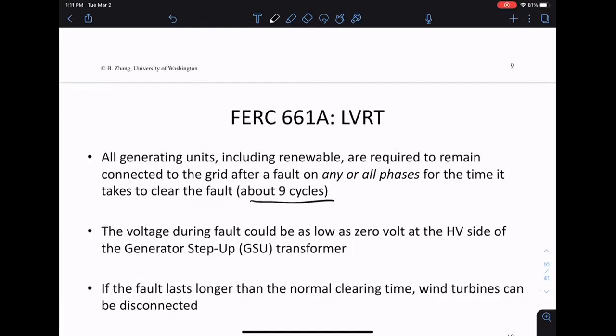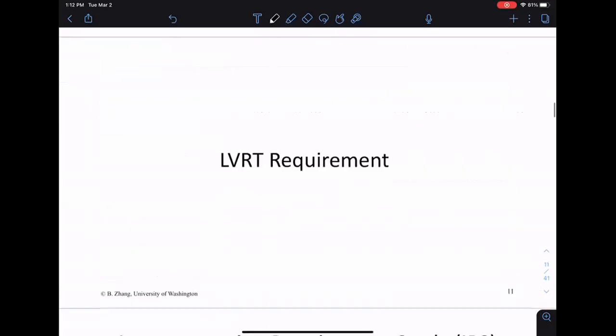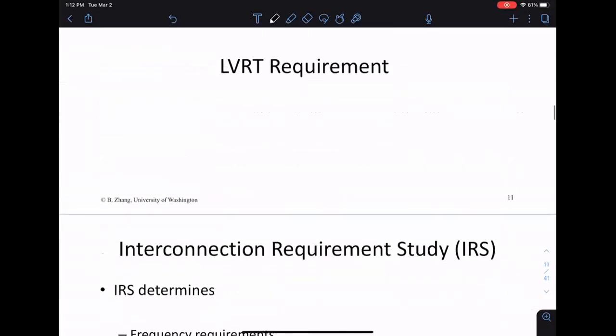And you have to survive a fault that creates a voltage as low as 0 volts. You have to survive basically as if you're connected to the grid for 9 cycles. And of course, if it lasts any longer, then a wind turbine can feel free to trip offline. All this is quantified by something called a low voltage ride-through requirement.